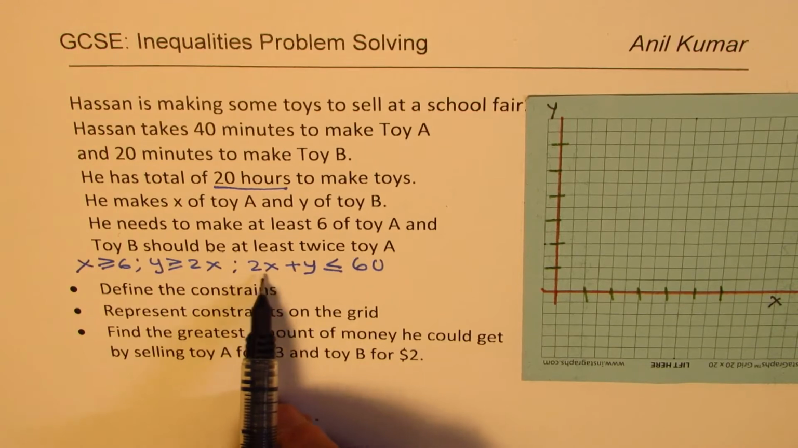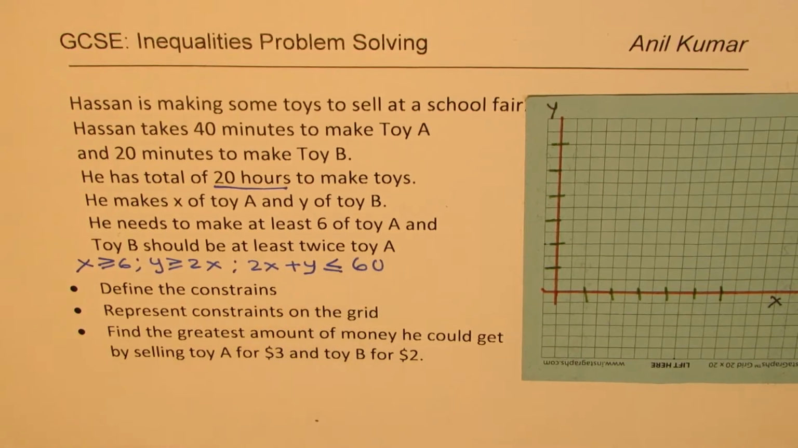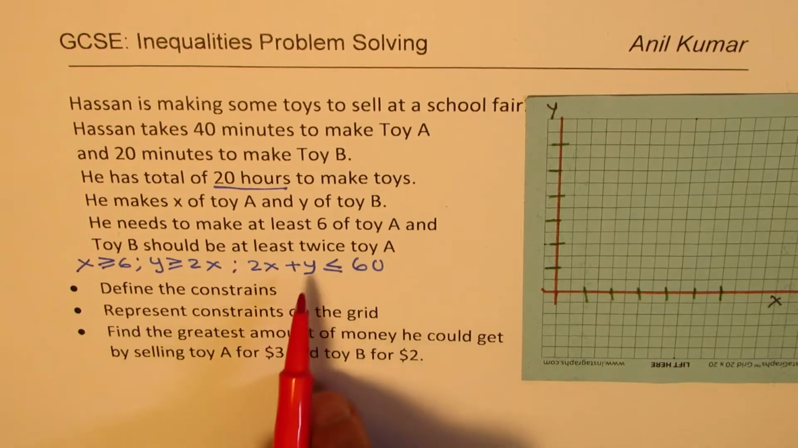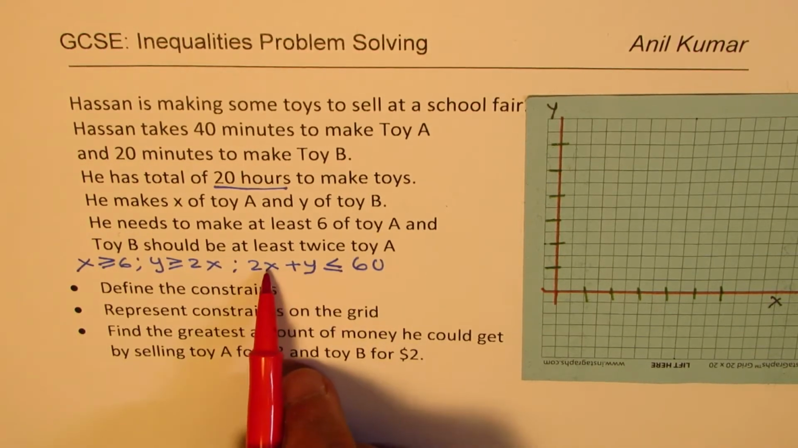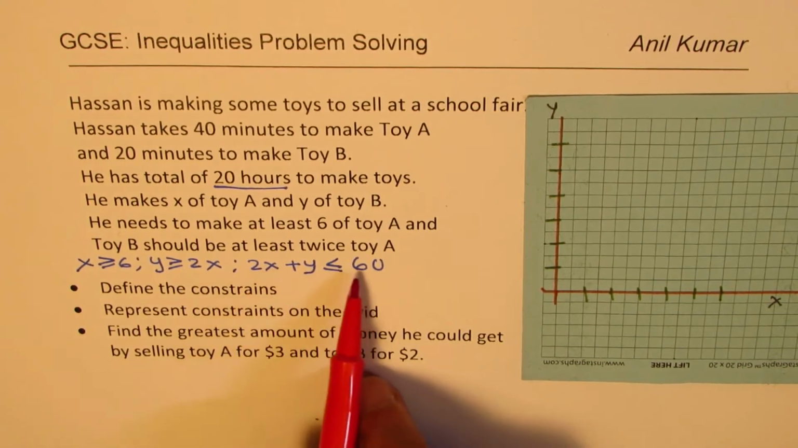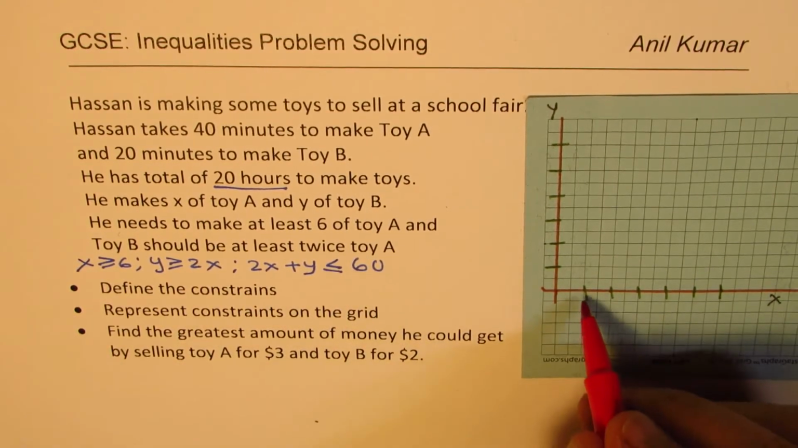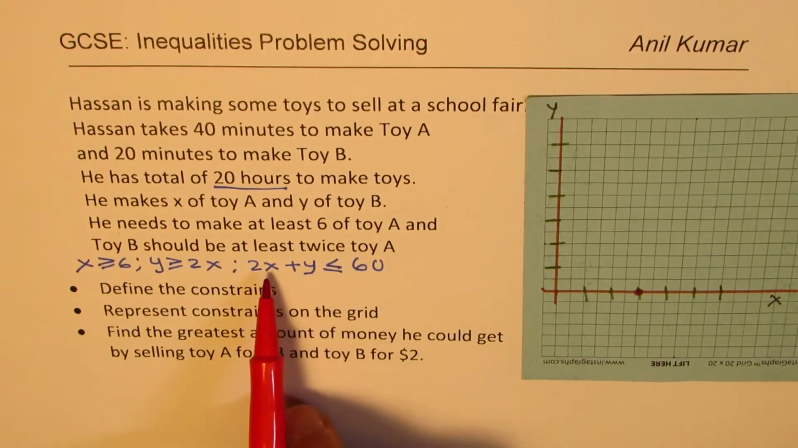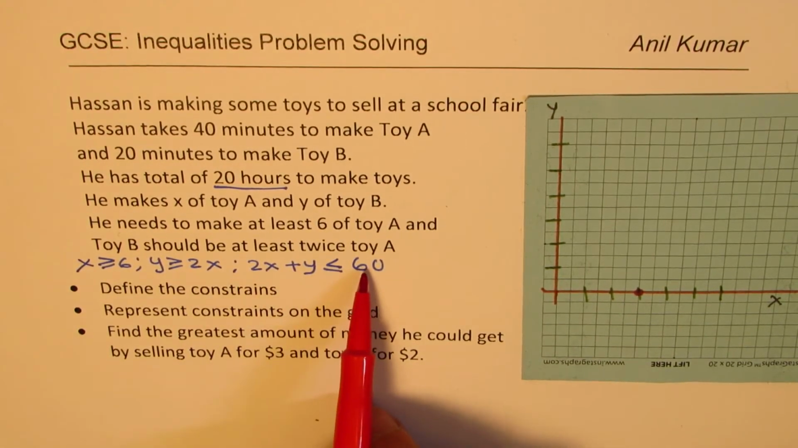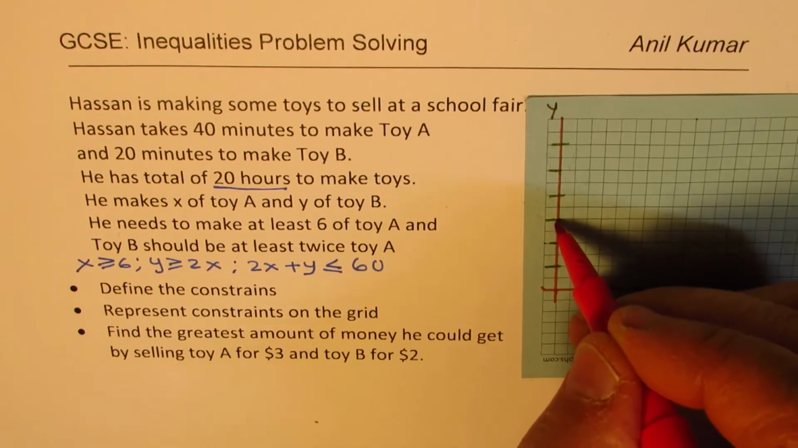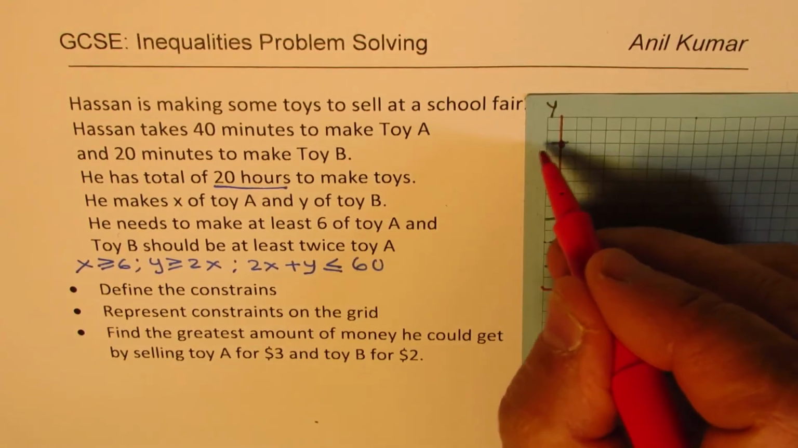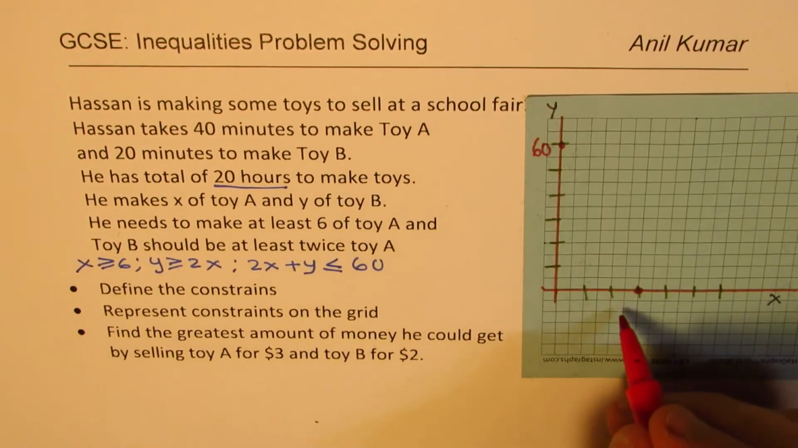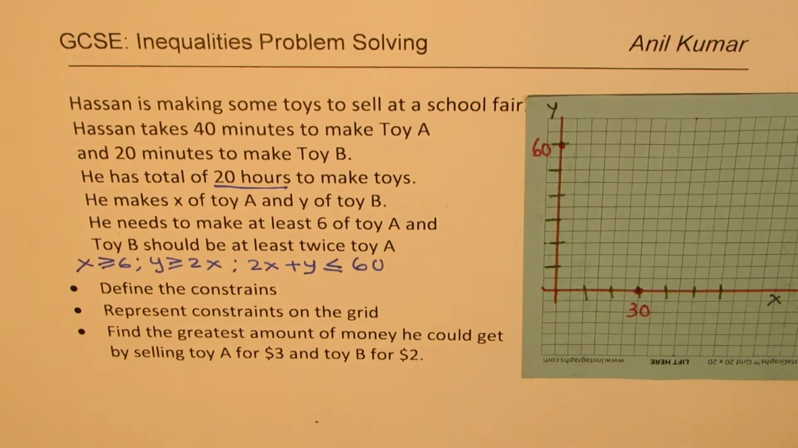Let's begin with this. 2x plus y is less than or equal to 60. It basically means that when y is equal to 0, x will be how much? X will be 30, right? Half of 60. So 10, 20, 30. So that is the value of x. When x is 0, y is going to be 60. 10, 20, 30, 40, 50, 60. So that is 60 for us. And this is 30 for us, correct?